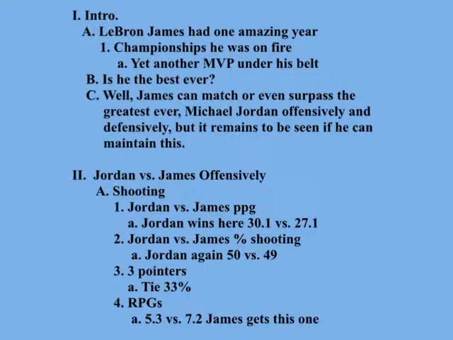My first body paragraph will look something like this. You have Jordan versus James offensively. Shooting, you have Jordan versus James. Jordan wins here, 30.1 to 27.1. Notice that I'm getting at more specific information here. Jordan versus James, percentage-wise shooting, Jordan's got him at 50 versus 49. Yet they tie with three-pointers, and with rebounds per game, James easily has him surpassed.